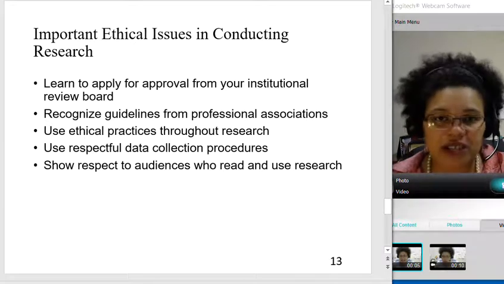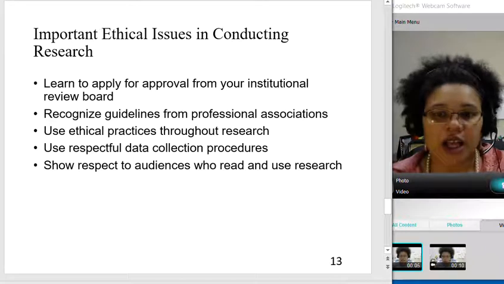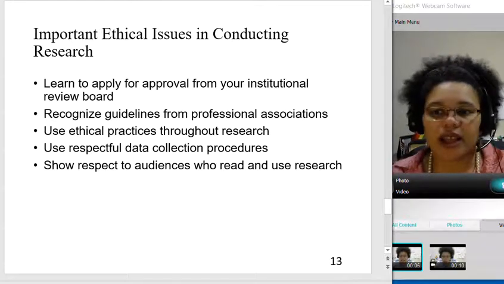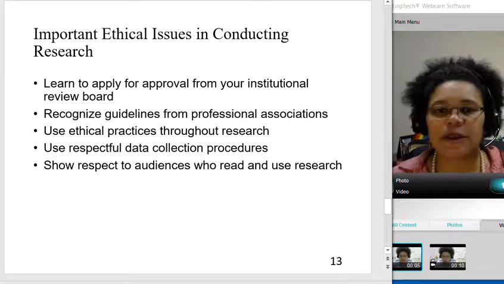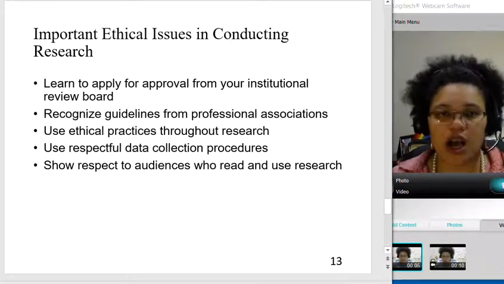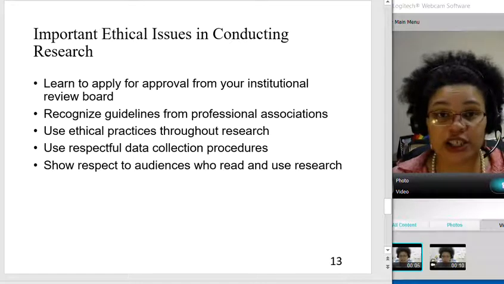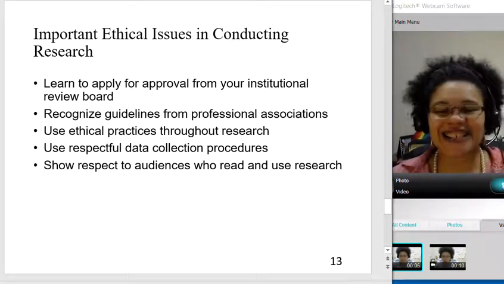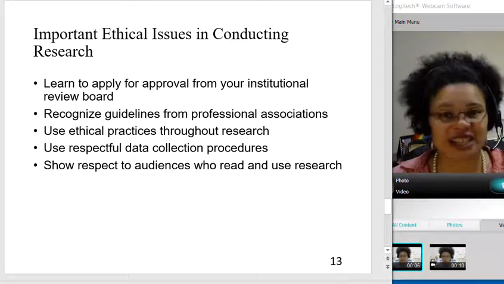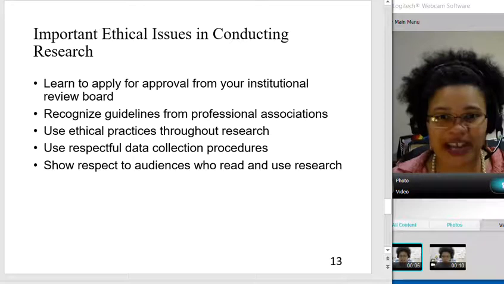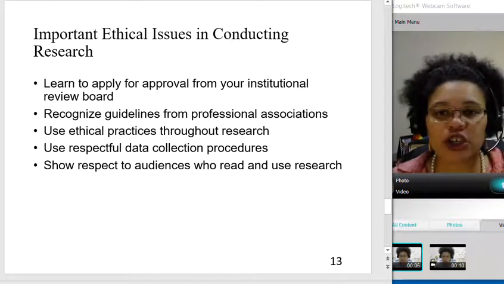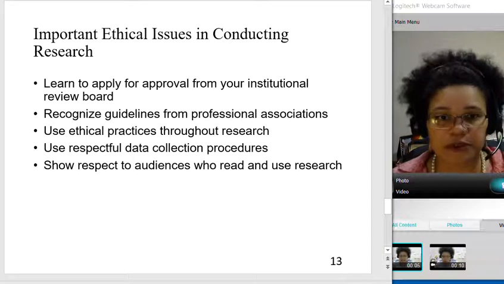Important ethical issues in conducting research. The first thing for any new research project is you need to learn to apply for approval from your institutional review board. For this class, I have received blanket approval from the university for you all to do research projects where you're going to learn about doing research. And the university has an agreement with each of your districts that you're able to do your schoolwork. So you won't be applying to an official review board. I will be giving you some guidance on getting approval though from your supervisors.